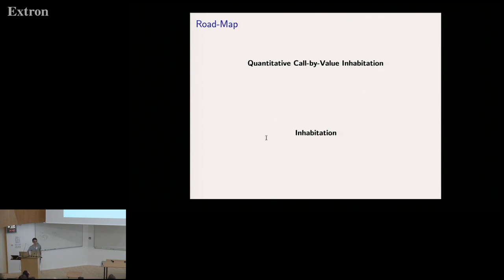Wonderful. So we'll try to keep going on call by value, and in particular, we'll speak about quantitative call by value inhabitation. And to talk about inhabitation, we need a calculus. So we'll use the same calculus as Giulio mentioned, which is a call by value calculus. And we'll also need a typing system, the quantitative typing system that Giulio mentioned. The goal is to solve inhabitation in those settings. So then we'll speak about inhabitation. I'll try to convince you how to solve a problem using a finite basis and an algorithm to try to solve it. So let's start with the calculus.